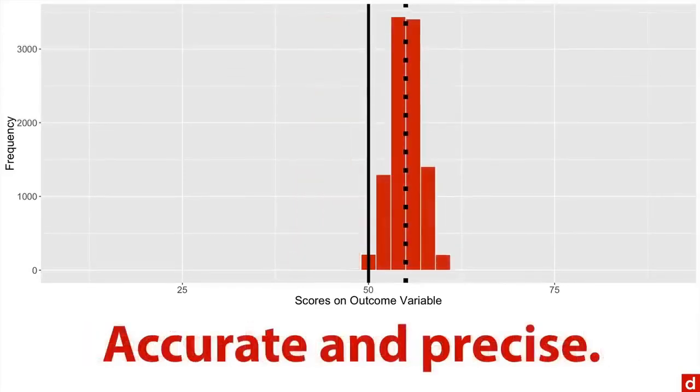The ideal situation is this. You have an accurate estimate where the distribution of sample values is really close to the true population value and is precise. It's really tightly knit, and you can see that just about 95% of it is on the correct side of 50, and that's good.